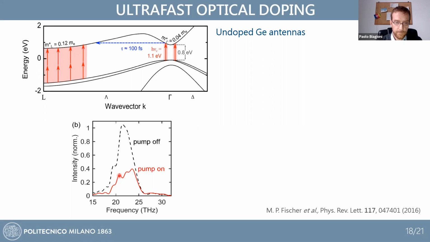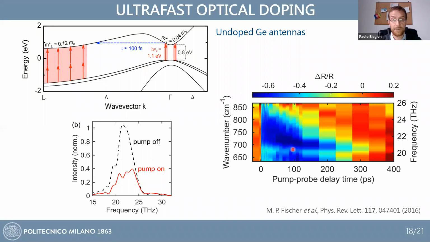And here you can see that the dashed spectrum is the transmission spectrum of the mid-infrared pulse when no pumping occurs, while the red one is the transmission spectrum after pumping. And what we are pumping here is an array of undoped germanium antennas. So these antennas would not be plasmonic, but they are transiently doped by the pump pulse. And then we can study the transient plasmonic behavior with the probe pulse in the mid-infrared.